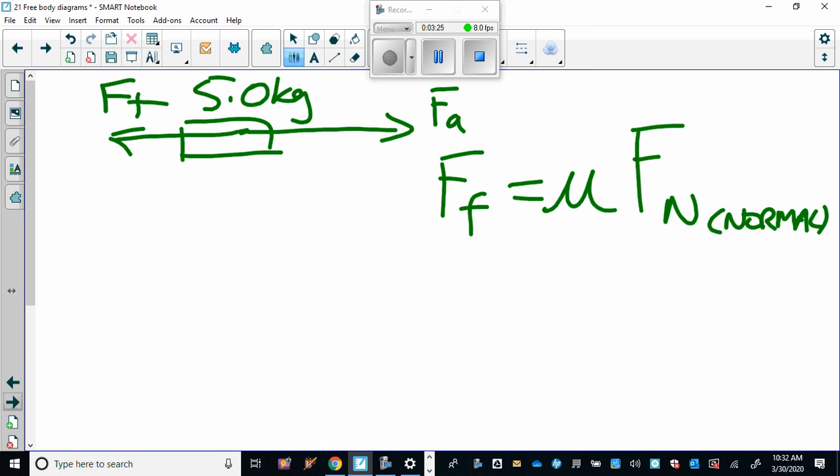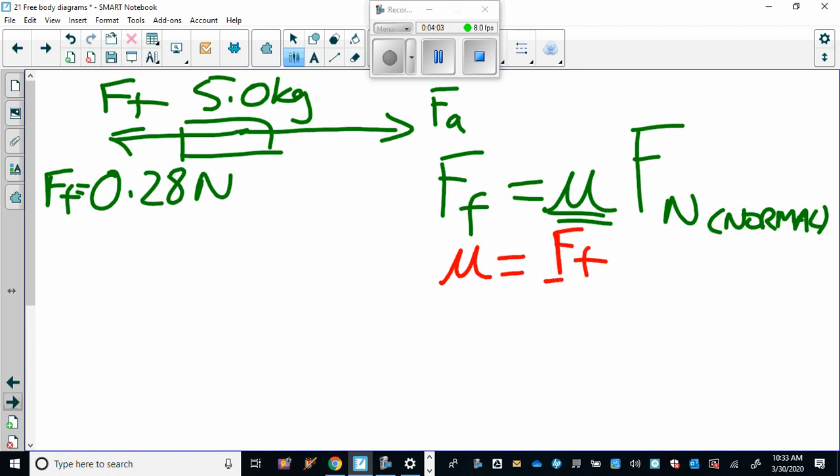Okay, so in this question, they give you, let's say that we say that the force of friction is, let's just make up a number, because you're on ice, 0.28. So that's our force of friction. The hockey puck is 5 kilograms. And the question is asking you to solve for the coefficient of friction. So we rearrange that formula. The coefficient of friction equals the force of friction divided by the normal force.